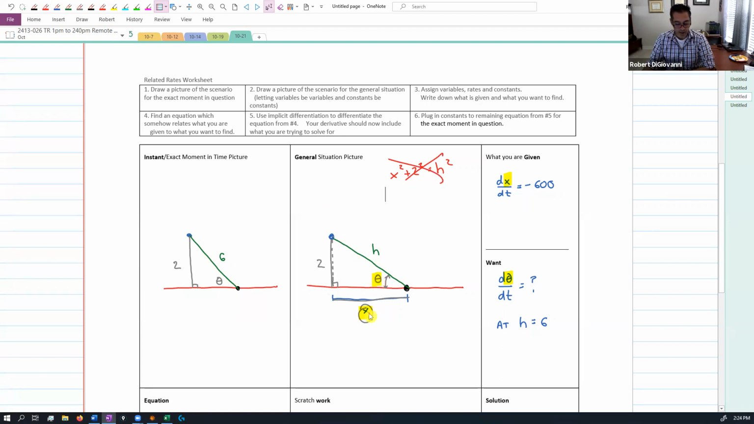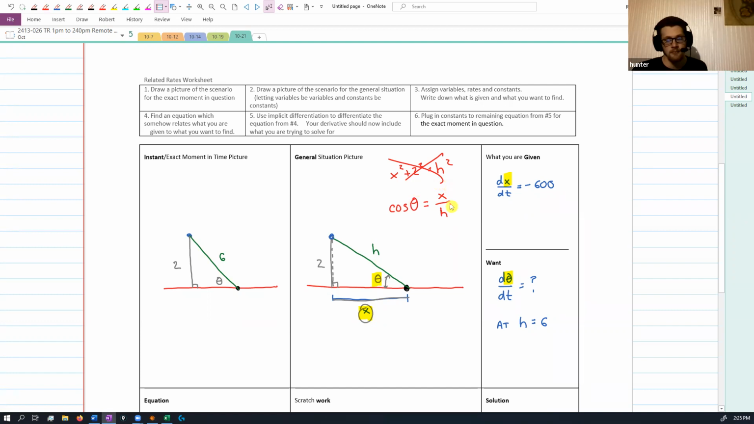I could connect theta to x and h. This is the adjacent side, that's the hypotenuse. What trig function connects adjacent? Cosine? Yeah, that's the cosine definition. So isn't cosine of theta equal to the adjacent x over h? Right? That's true.